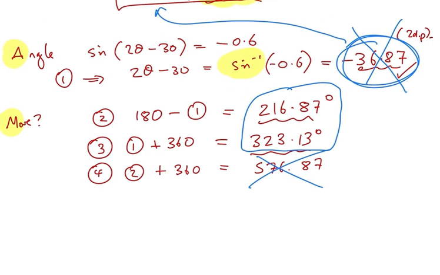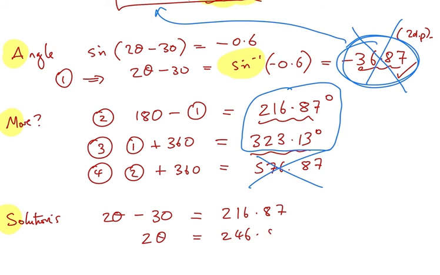Okay, finally, my solution step, solutions. Okay, what do I do here? Well, I know that 2 theta minus 30, that's what these angles are, remember, equals, well, the first one is 216.87. So that means 2 theta equals 246.87, which means that theta equals, let me just do this on my calculator, 246.87 divided by 2, and this will give me 123.4, and I'm going to give that to 1 decimal place.